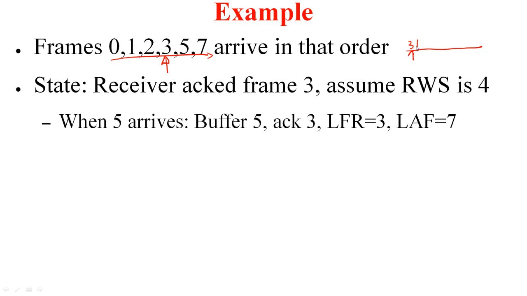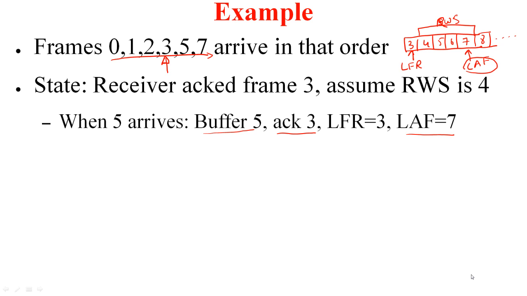So here is how it looks. LFR is 3, your receive window size is 4, so the sequence number that you are going to accept is up to 7. When frame 5 arrives, it falls within the window, so you buffer it. But the acknowledgement that you are going to send in response to this is still ACK 3, because this is a cumulative acknowledgement. You just send up to which frame you have received in order, and that is only 3. Since we didn't move LFR, LAF is also going to be the same.